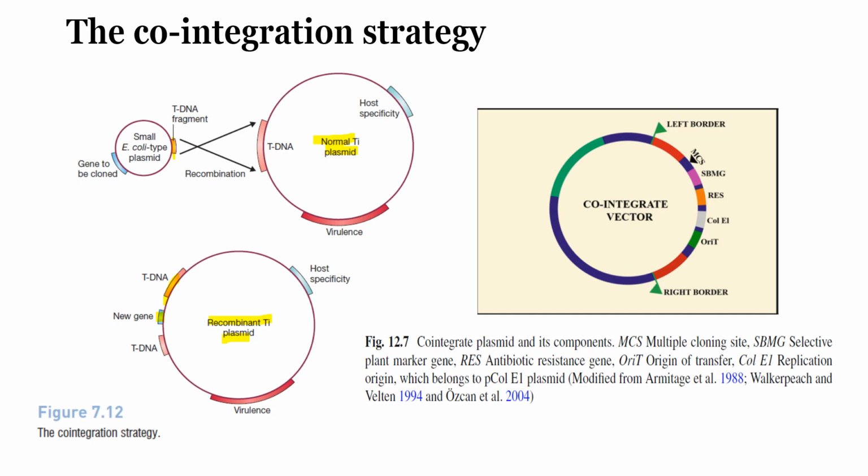Here we have a co-integrate plasmid and its components, which I have taken again from Ozan 2004. Let's have a look at this. It has a left border, a right border, and an origin of replication for the transfer. It has ColE1, which is the replication origin in the bacteria, then an antibiotic resistance gene, then the plant selectable marker and the multiple cloning site, almost similar to the binary vector we saw in the previous slide.